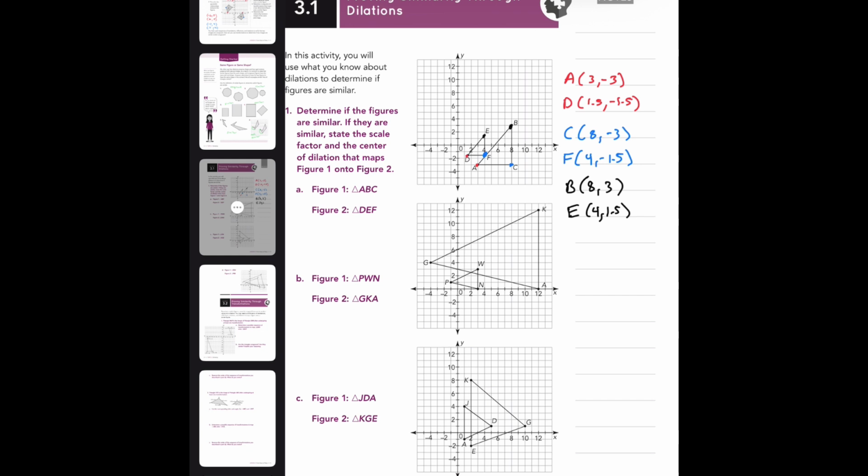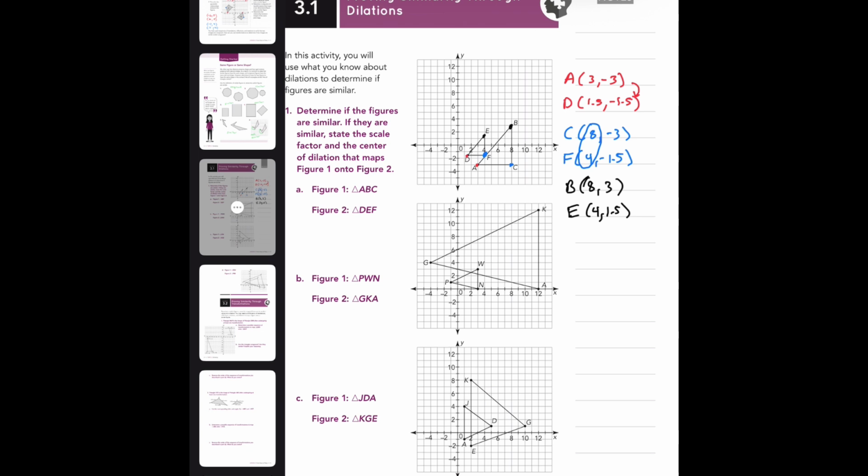And what you'll find if we compare all those to get from the original point to the new point on each one is we've multiplied each X and Y value by a half. The easiest one to spot would be on point C and point B. To get from 8 to 4, we multiplied by a half.